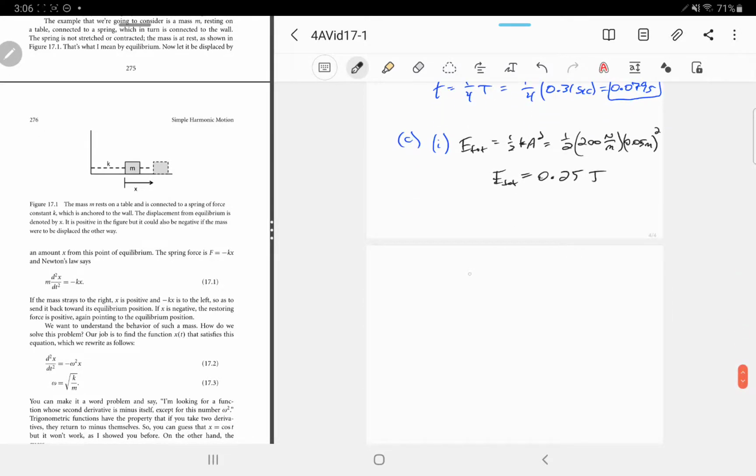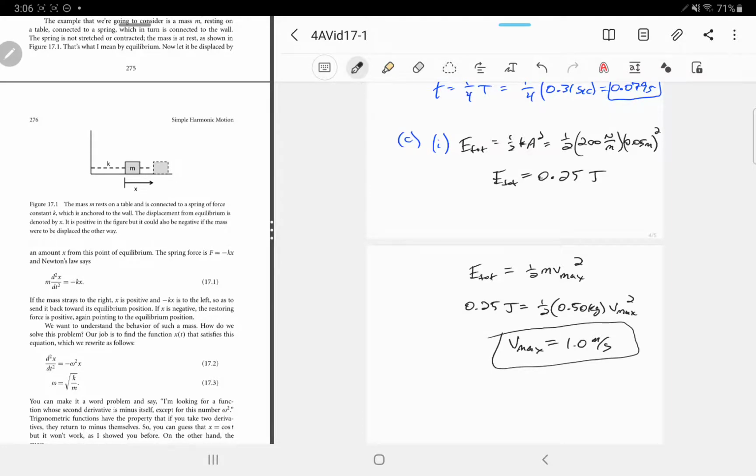So the maximum speed is when the total energy is all kinetic. So we can set v equal to v max. So 0.25 joules is 1/2 times the mass, which was 0.5 kilograms. So look at that, 0.25 and 0.25. So it looks like v max is 1 meter per second. Okay, that was one way of doing it.